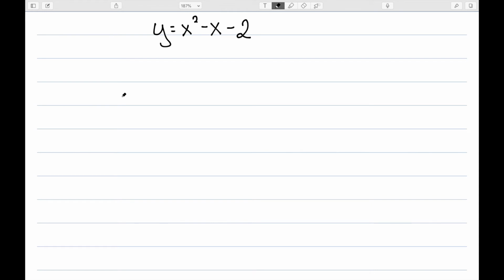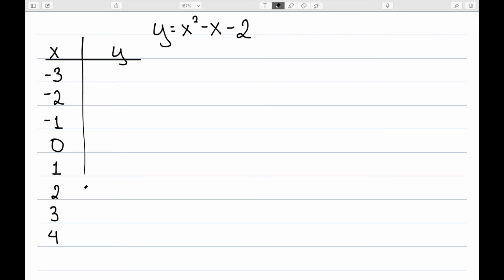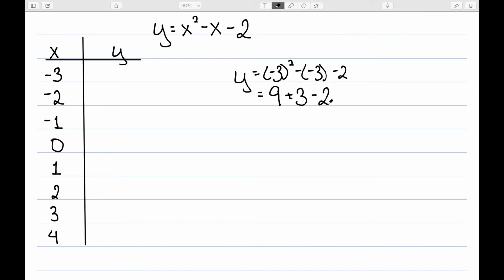Let's consider a function like y equal to x squared minus x minus 2. We can make both a table and a graph from this equation. The idea is we pick some inputs, some values for x, and we determine the corresponding output for y. I'm going to let x be -3, -2, -1, 0, 1, 2, 3, and 4. And then we're going to plug these into my equation. So for instance, for -3, I would have (-3) squared minus (-3) minus 2. This is 9, plus 3 minus 2, which is 10. So this output would be 10.